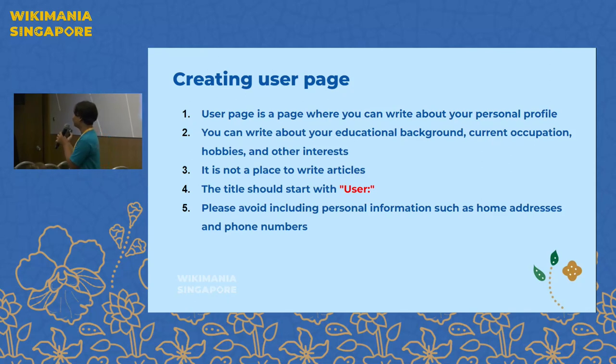And it's not the place to write an article. It's like our social media profile, for example on Instagram, where we can use the bio. You can use everything we want, right? So the user page in Wikipedia has the same function. The title should start with User. Please avoid including personal information such as home address or phone numbers, because it is private.